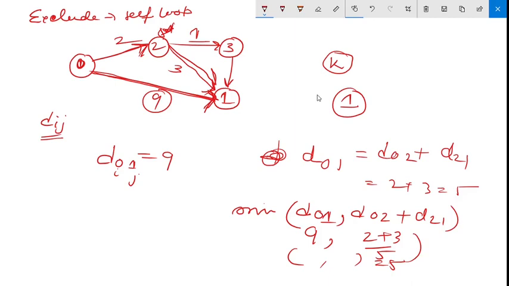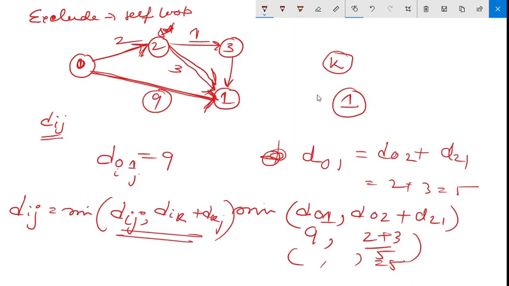So for k, what will be the situation? If you generalize it, then d(i,j) is the minimum of what? d(i,j), this is the direct distance, comma d(i,k) plus d(k,j), whichever is the minimum will be the distance between i and j. This is how the Floyd-Warshall algorithm works.